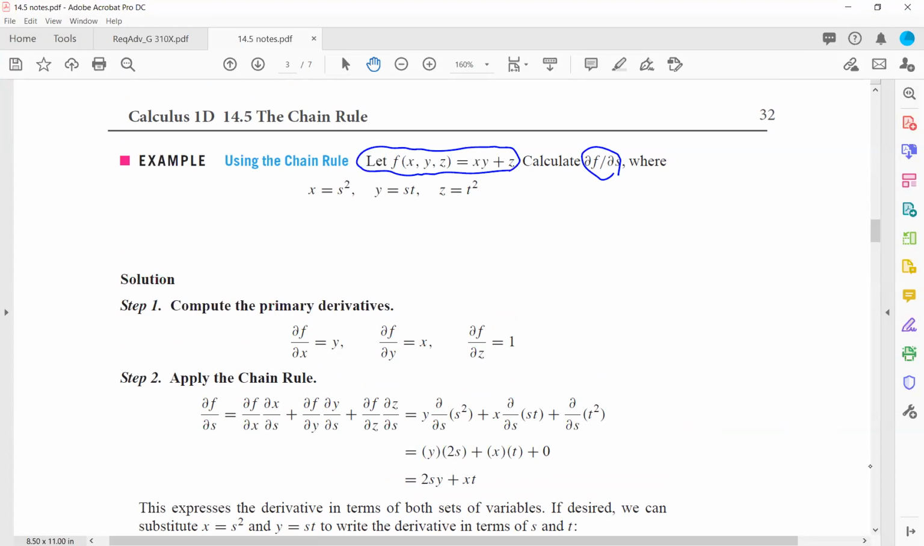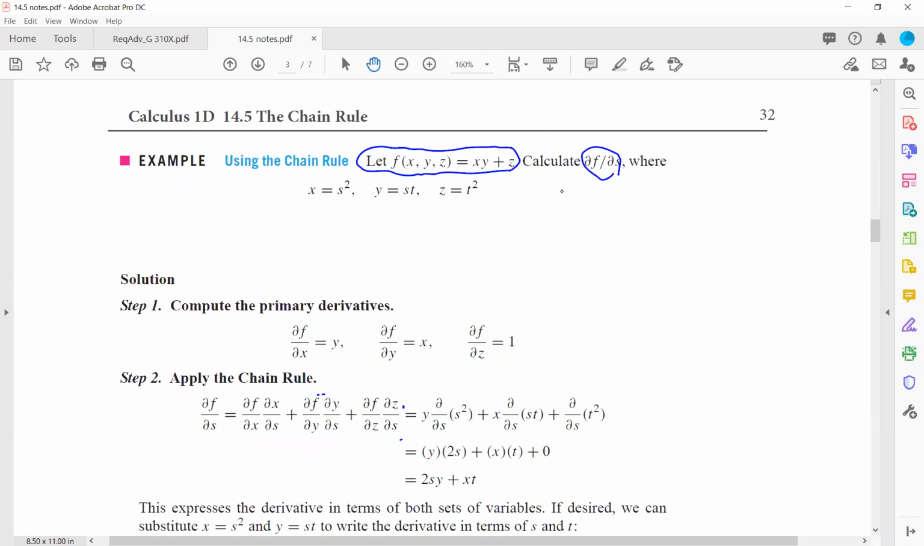If you use the generalized idea of the chain rule, it is partial derivative of f with respect to x times partial derivative of x with respect to s plus partial derivative of f with respect to y times partial derivative of y with respect to s plus, guys, we have a new variable, z. Partial derivative of f with respect to z times partial derivative of z with respect to s. One by one, we calculate these partial derivatives.